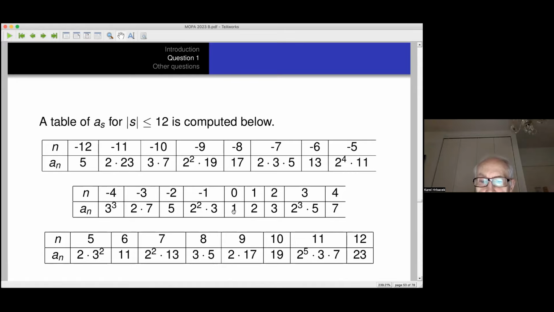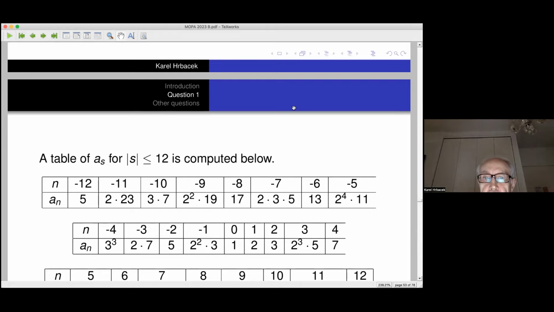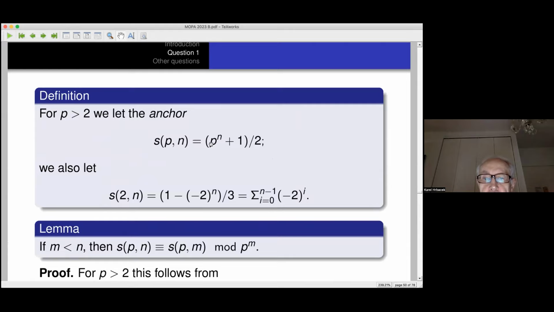Now, all the numbers divisible by, let me start with an odd prime like 3. All the numbers divisible by 3 must be in the same congruence class modulo 3, but that congruence class does not have to contain zero. So we have to choose what I call an anchor other than zero. And generally, the choice of anchor I use is that the anchor for p^n is (p^n + 1) divided by 2. I wrote that here somewhere. The anchor for p^n is (p^n + 1)/2. For 2, it's a special case, but let's just look at the odd case.